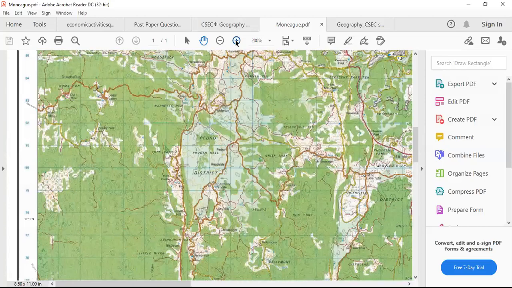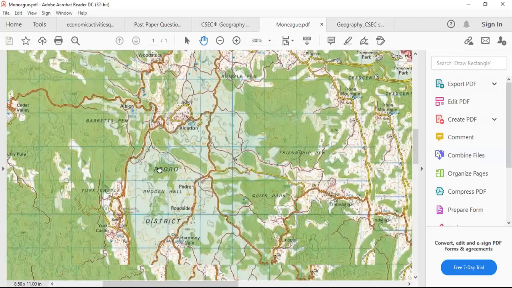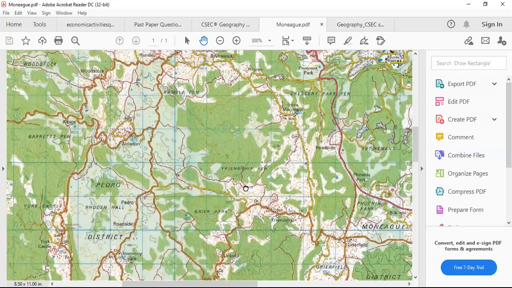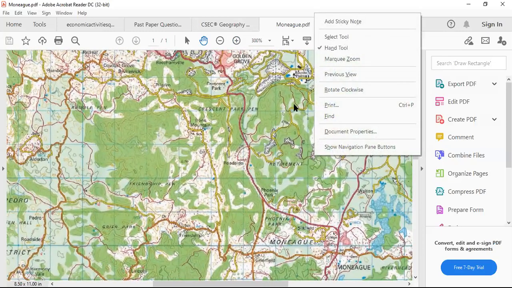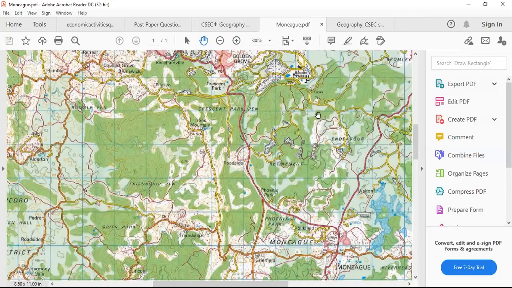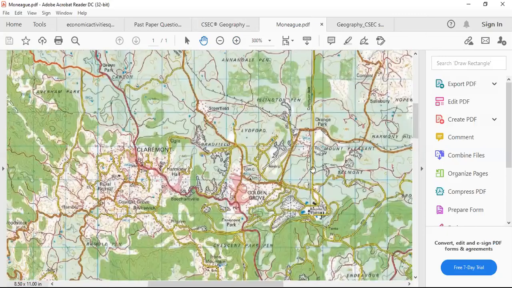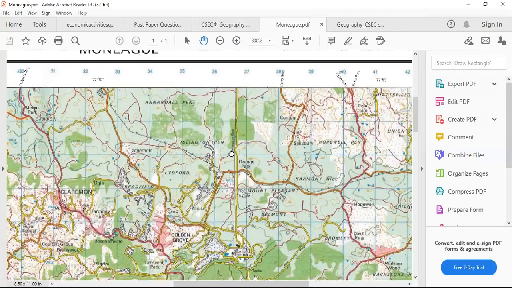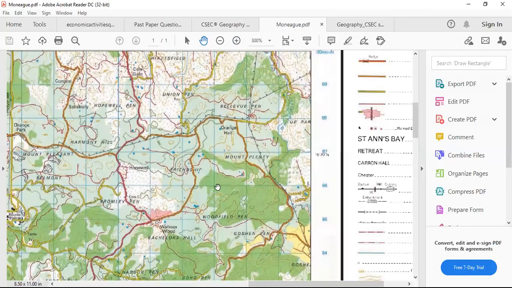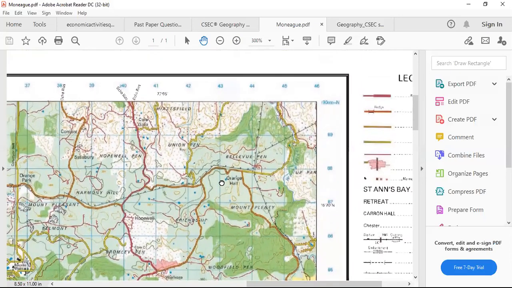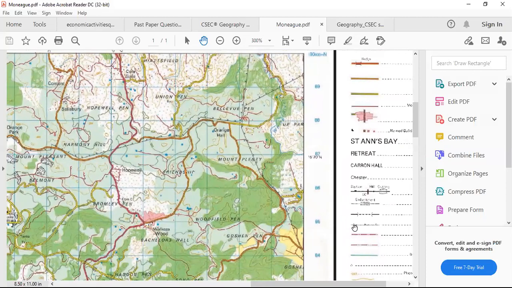Let me see if I can zoom in some more. What do you all think? Look at all these rivers disappearing. You could barely see them. You're barely seeing any rivers on this map. You're seeing more depressions. Once you know there are depressions on the map, you have sinkholes, because it's limestone. It is poorly drained, very poorly drained.